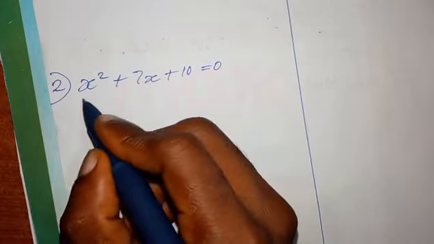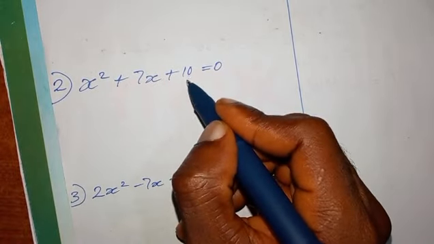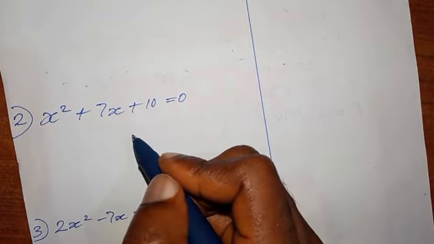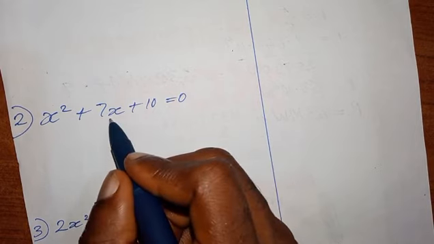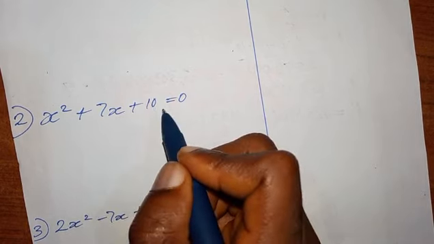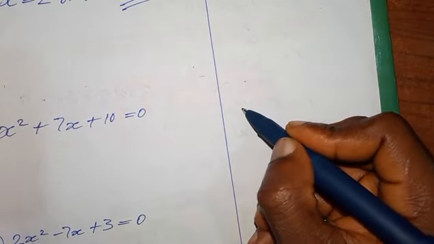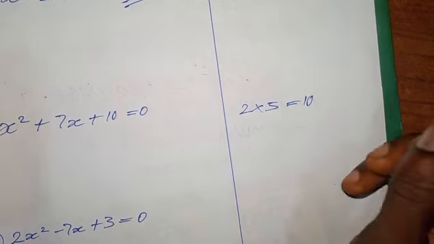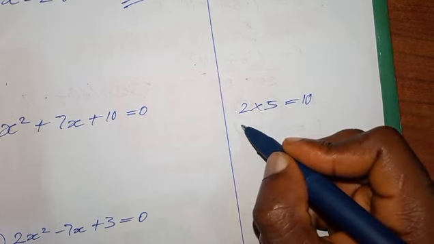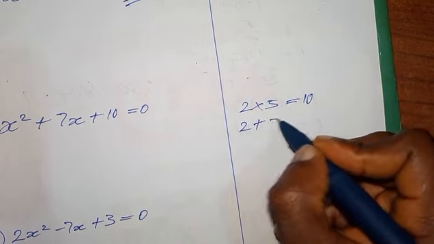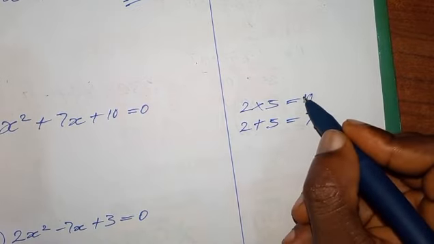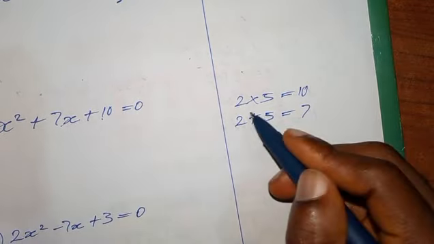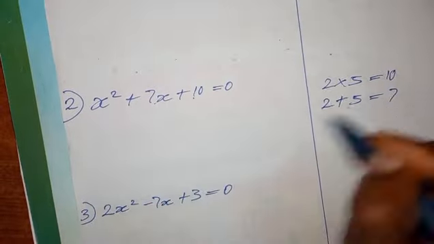So for 2, we have x squared plus 7x plus 10 is equal to 0. You do the same thing. Look for two numbers that can be added to have positive 7 and multiply to have 10. So 2 times 5 is equal to 10. That's okay. We have here again 2 plus 5 is equal to 7. Positive 10, positive 7. So 2 and 5 are those numbers we have, because they are both positive.